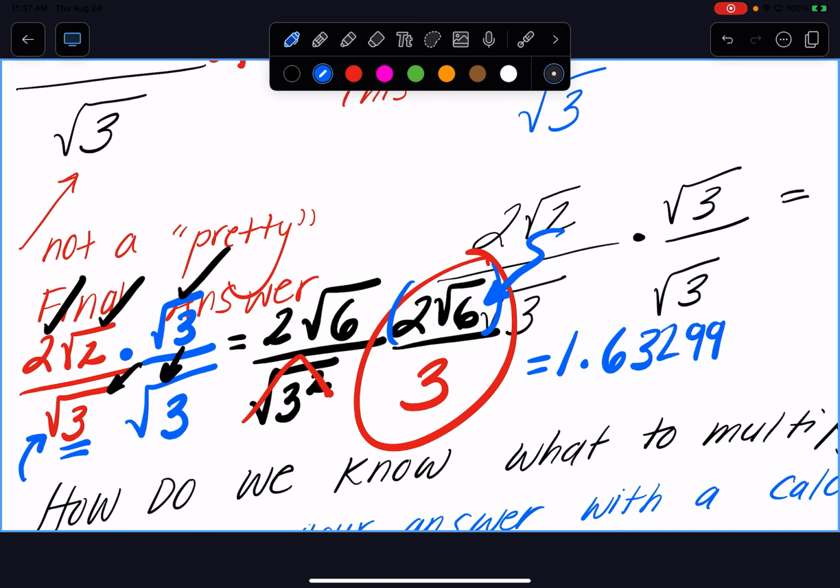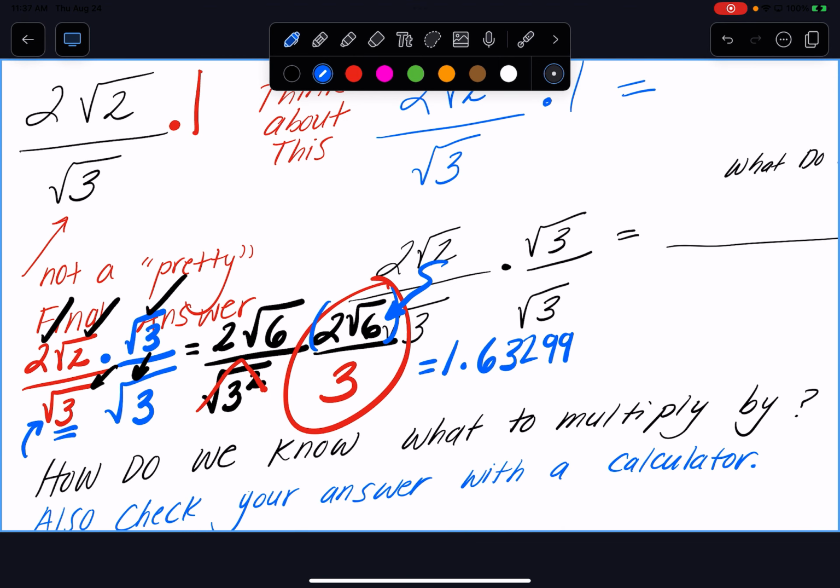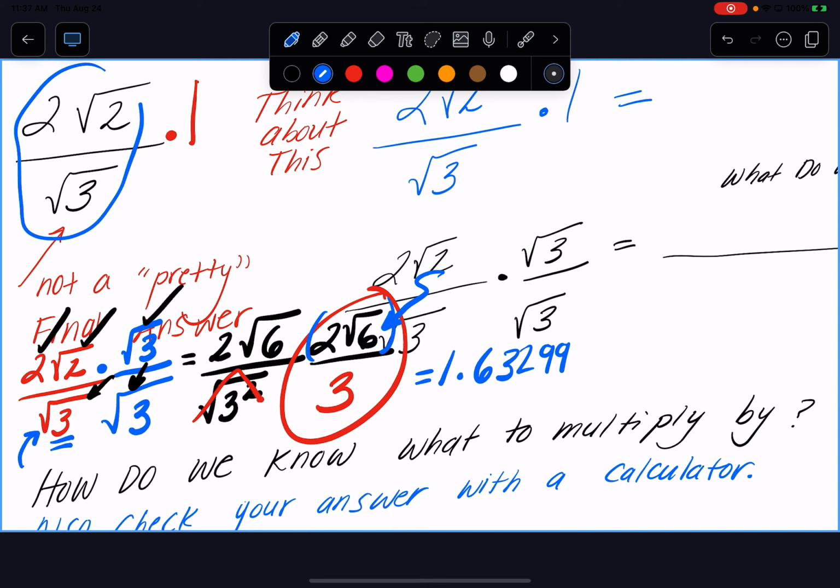Now here's how you could check on the test. Did I mess up? Well, you should have the same decimal value as the original answer. Because remember, what are we doing here? We are not changing the decimal answer. We're changing the final answer's prettiness. It's a makeover. You're still the same person on the inside.